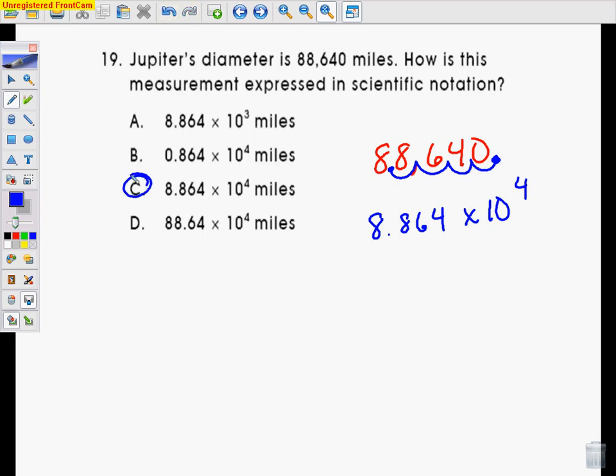Now, a couple things about this problem. It says write the measurement in scientific notation.